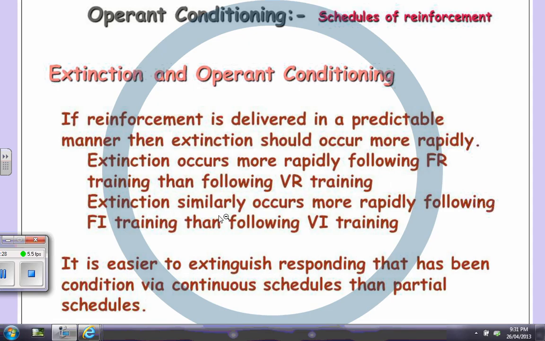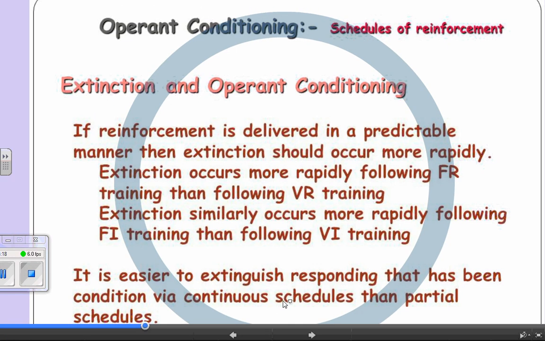Extinction, similarly, occurs more rapidly if I have fixed interval training than following variable interval training. So if I want to make the connection, F is very close to E: the fixed ratio and the fixed interval are easier to extinguish. So remember this: it is easier to extinguish responding that has been conditioned via continuous schedules than partial schedules. Yes? The continuous schedule is my daughter's example. Yes, she feels that it is her right.